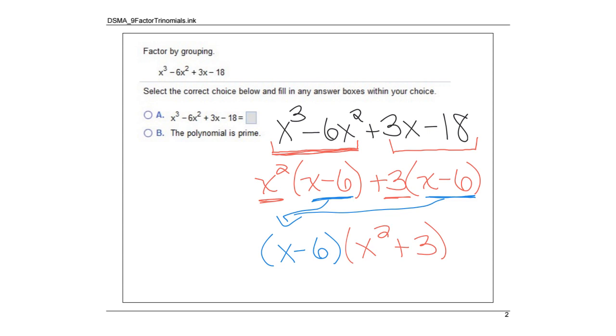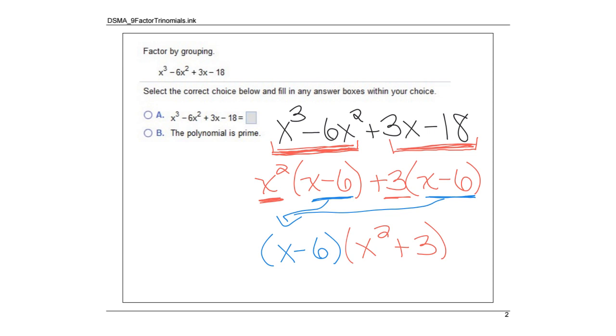Okay, so I grouped them into two pieces, and I looked at the first two terms to see what they had in common, and I pulled that out. That was the x squared. Then I looked at the second two terms, again, seeing what they have in common. Well, their greatest common factor was 3, so I pulled that out, a positive 3, and I ended up with x minus 6.